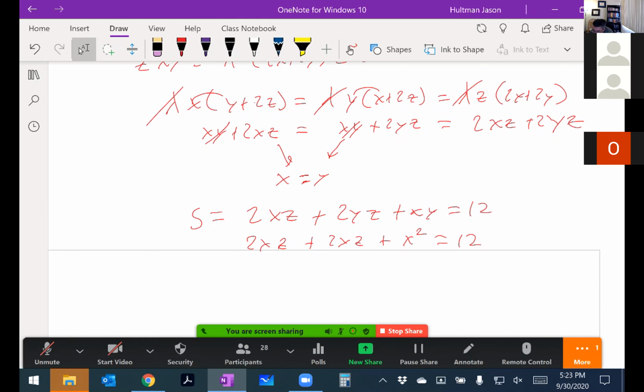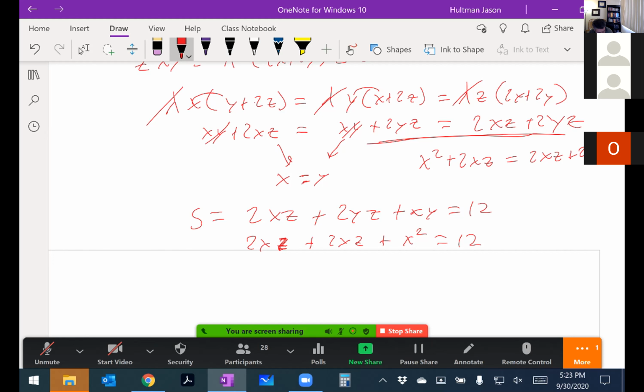What I'd like to do is get z in terms of x if I can. Okay, so how could I get z in terms of x? Well, let's go to these two equations here. Okay, so if this is x, then we know that x times x, if x is equal to y, that's x squared plus 2xz is equal to 2xz plus 2xz. That's interesting.